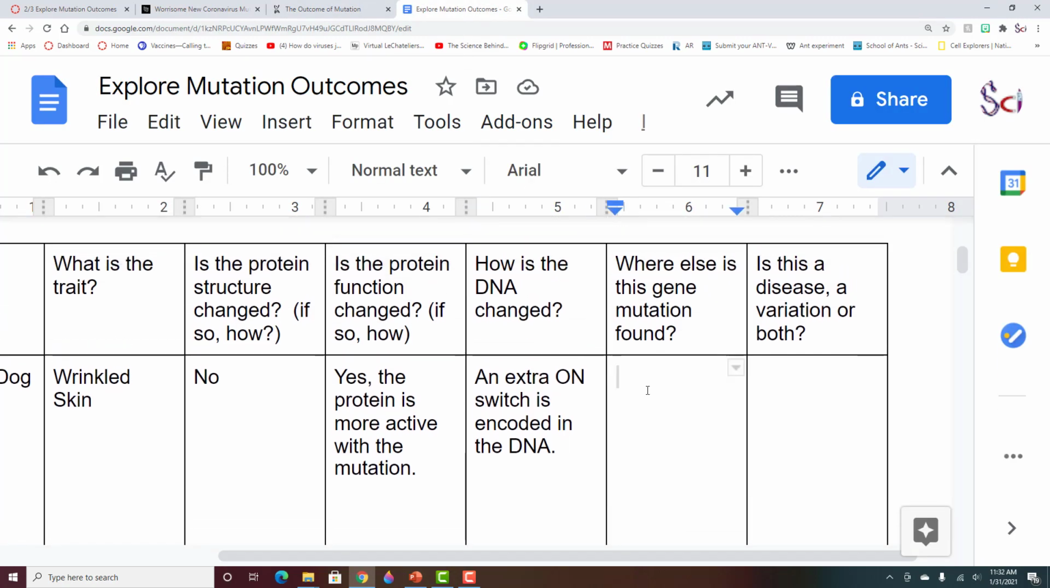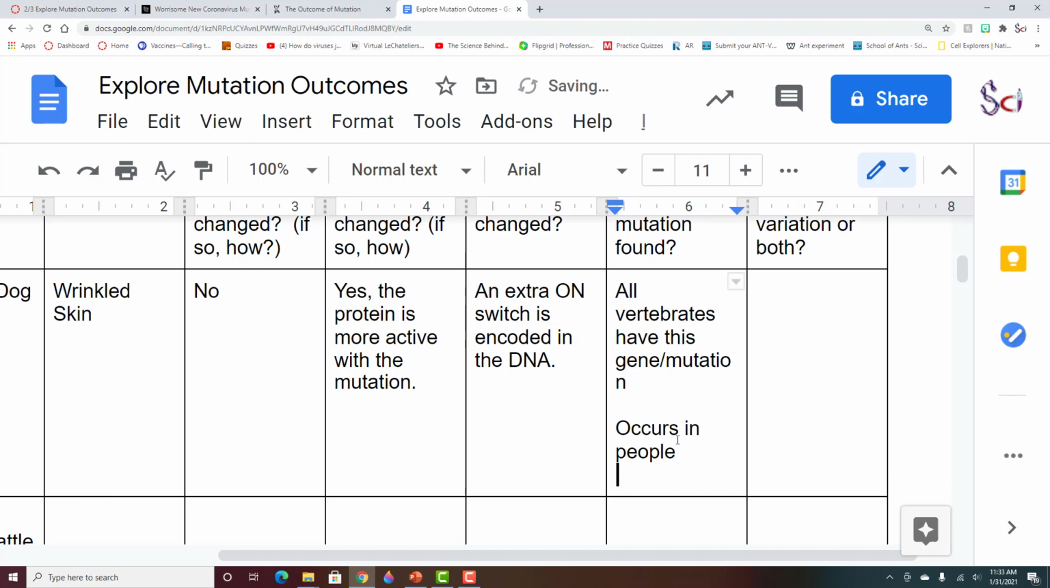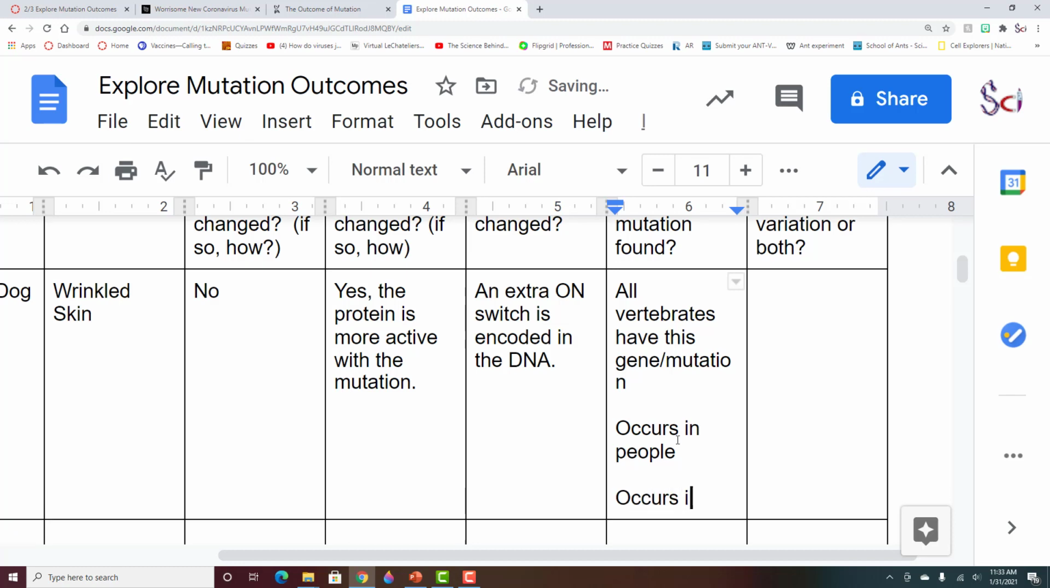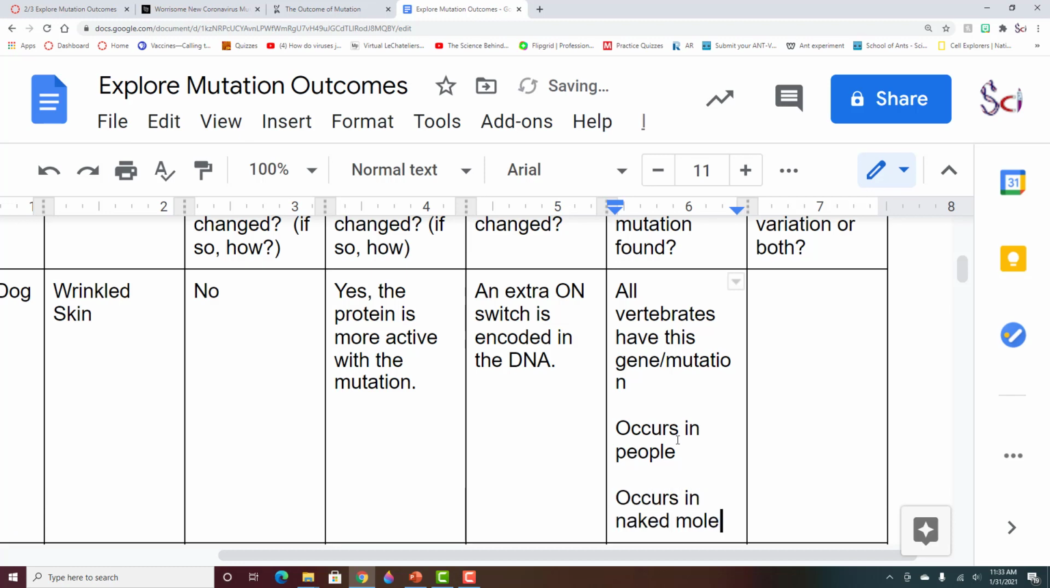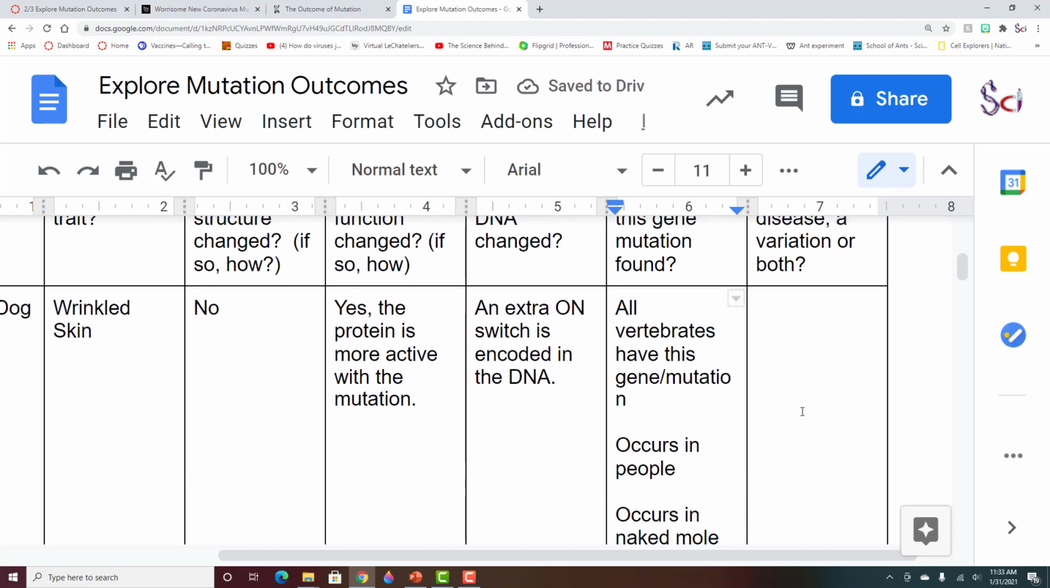So we can put that. We could put all vertebrates. Vertebrates have this gene and mutation, or you could list one of the specific ones that they listed. So you could say occurs in people, or you could say it occurs in naked mole rats. Okay, it's up to you what you want to write there, as long as you write one other species or organism that this mutation occurs in.